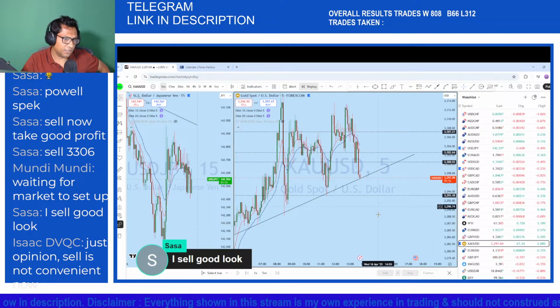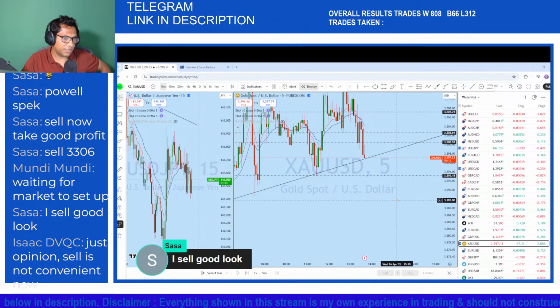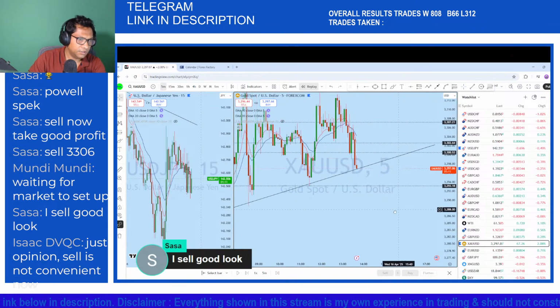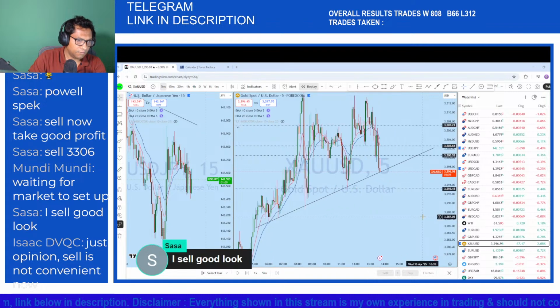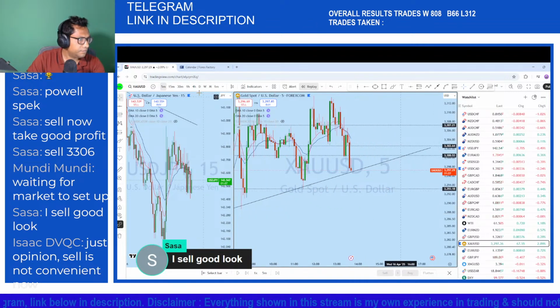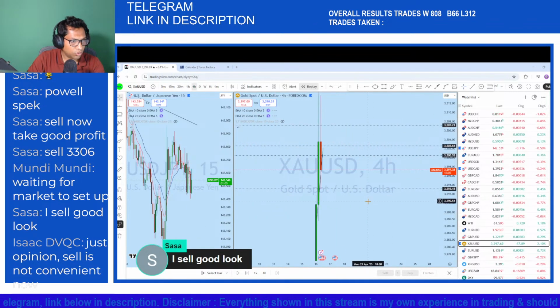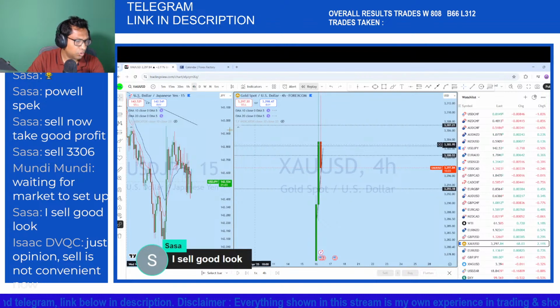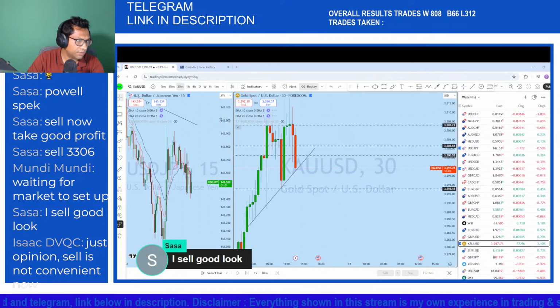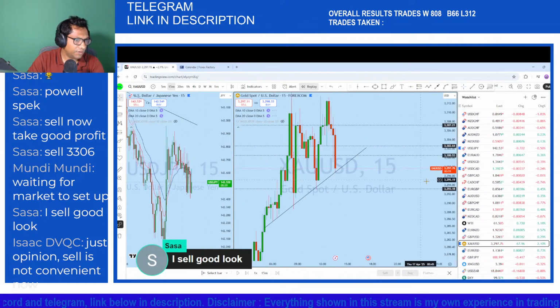Okay, we can see that it's breaking the support, and so the 4-hour closes in 16 minutes. Before the close, we would like to see a retest of this support level from the 15 minutes as well.